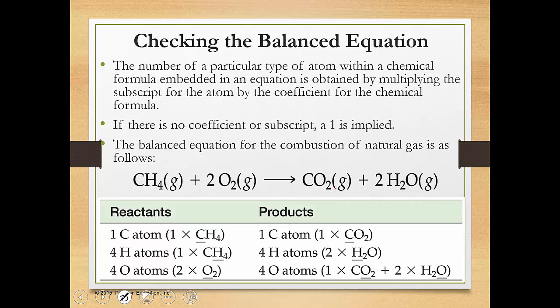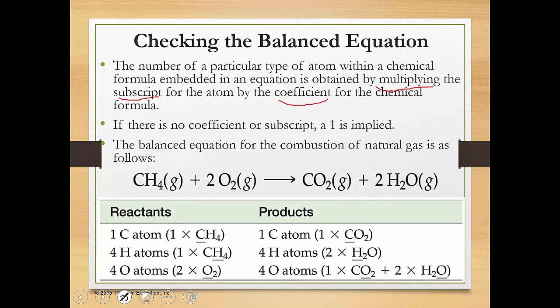Now, once we have tried balancing an equation, we want to double check it, or if we're working on balancing the equation, we kind of need a little checklist. We need a way to check ourselves and make sure we have enough. So the number of any particular type of atom within a chemical formula that is embedded within an equation, we get that number by multiplying the subscript and the coefficient. So multiply subscript and coefficient.